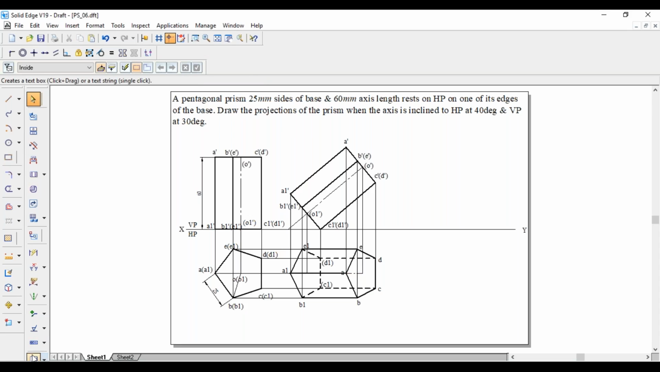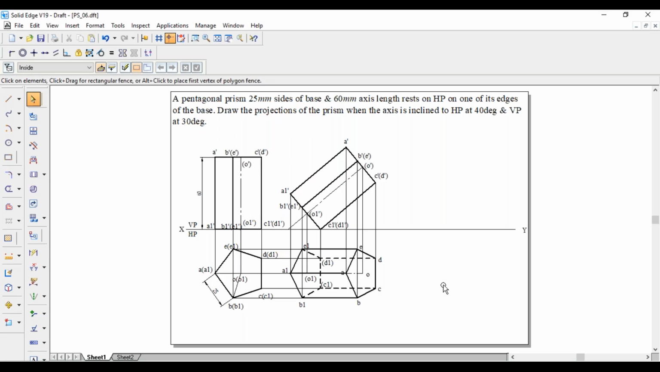As the top face is visible, O is outside the bracket. As the bottom face is partially visible, it will be inside the bracket, that is O1 is inside the bracket. This completes the second position.